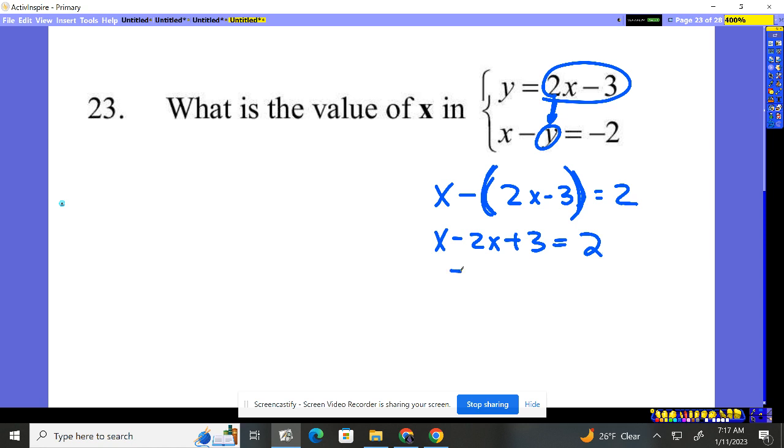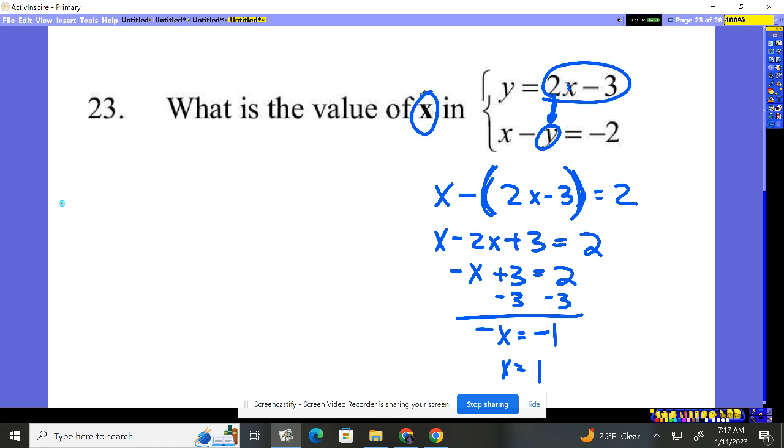X minus 2x is what? Negative x plus 3 equals 2, or the opposite of x. Subtract 3, opposite of x is negative 1. When we divide by negative 1, you get positive 1 for your x value. You could plug that back in up here to find y is negative 1, but it just asks for x, so the answer to this problem is 1.